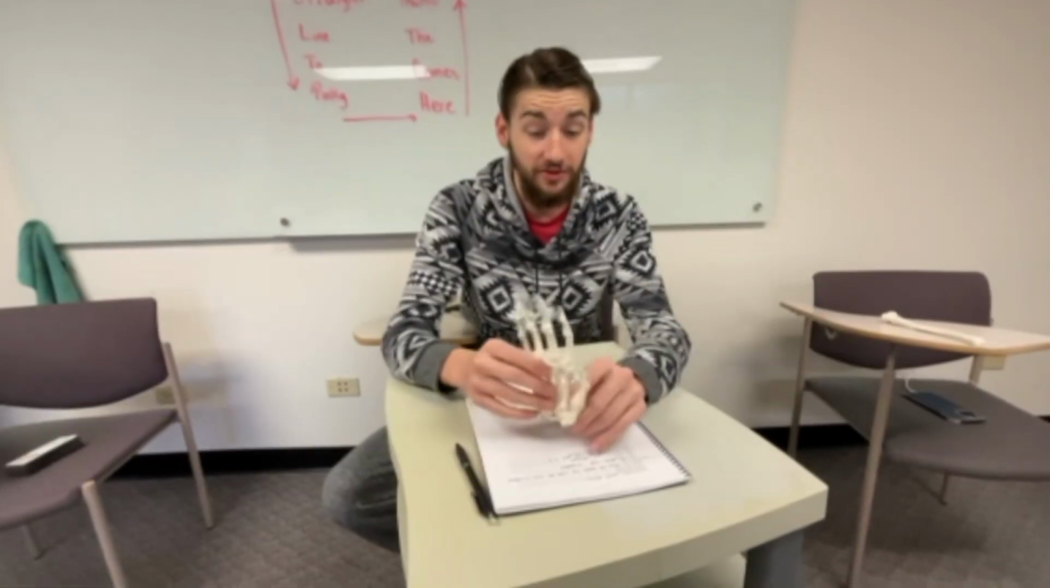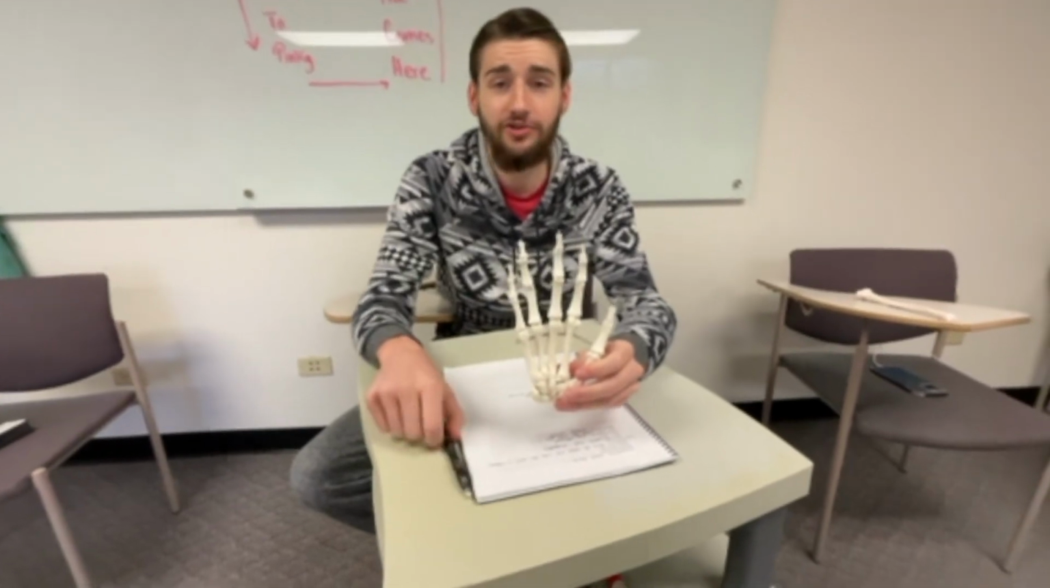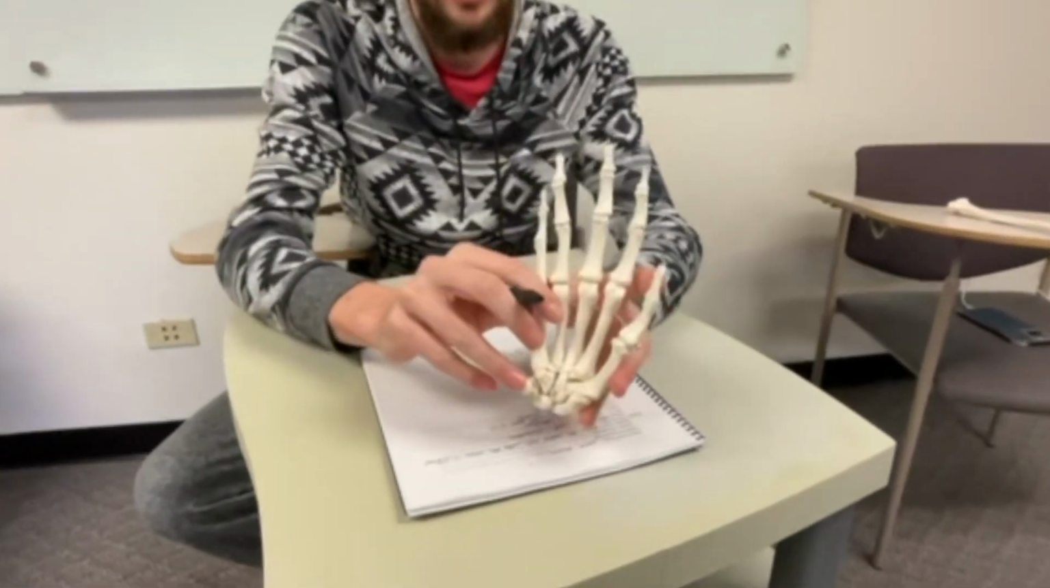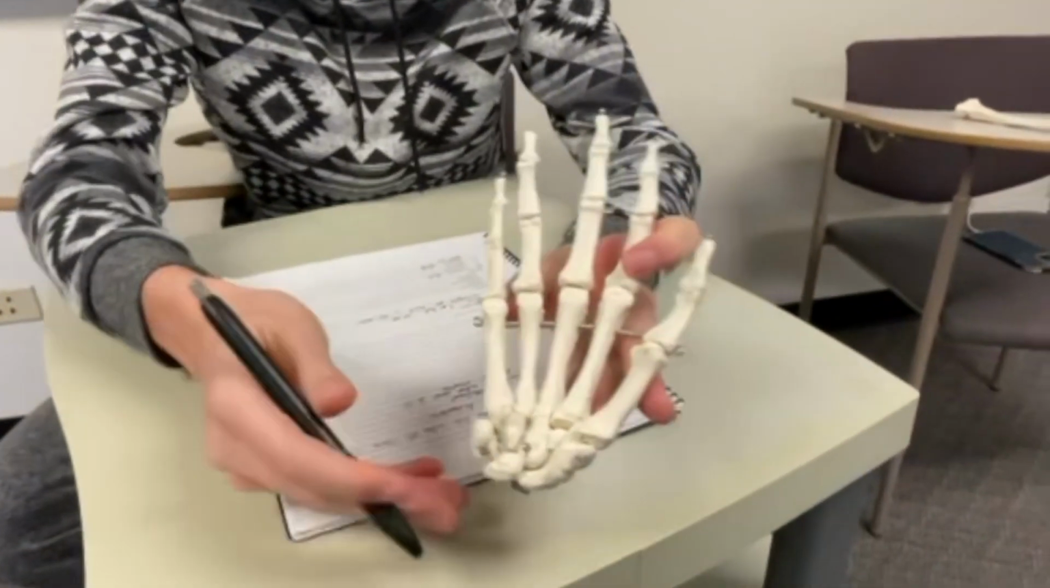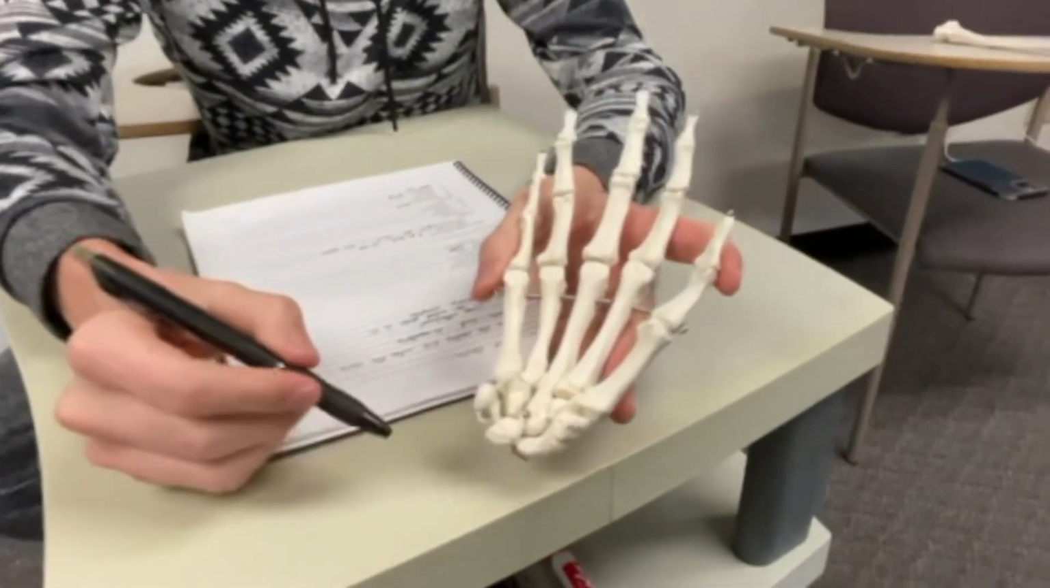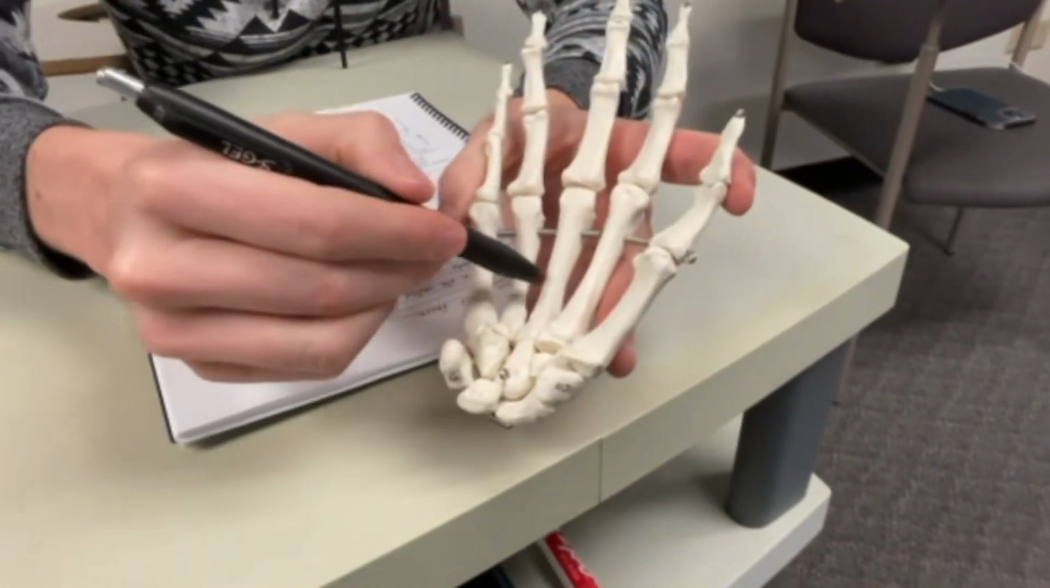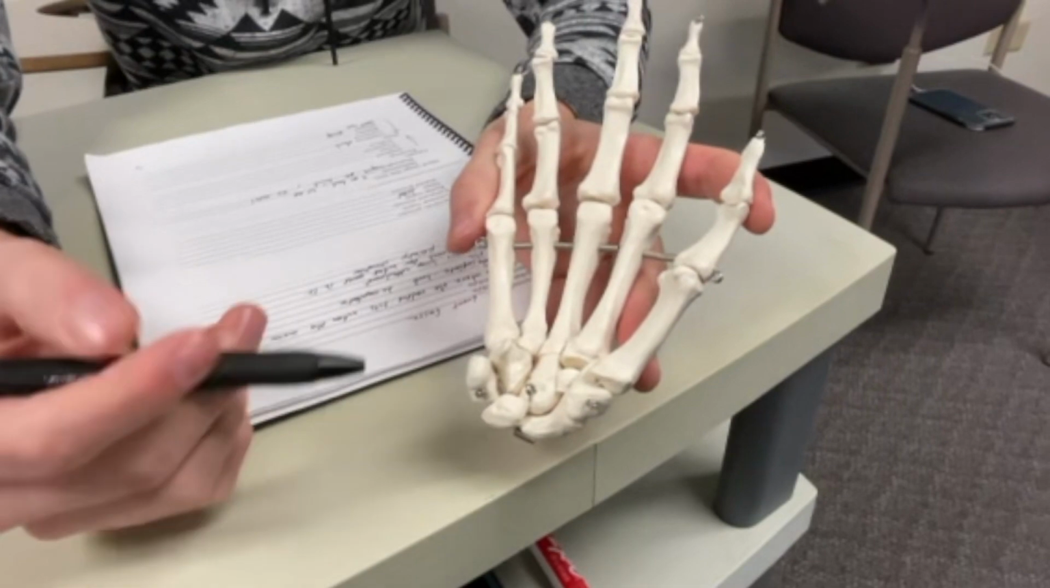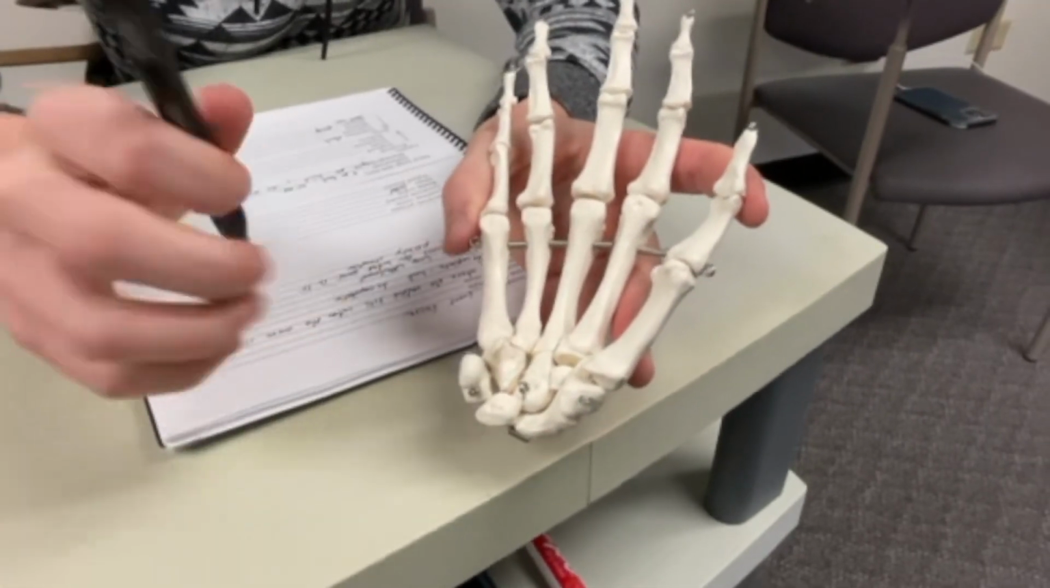All right, let's go ahead and move into the hand. So the first structures that we're going to talk about on the hand are structures you're probably familiar with, and those are the metacarpals, right? There are 5 metacarpals on each of our hands. That's 1, 2, 3, 4, 5, right? That makes 10 total.